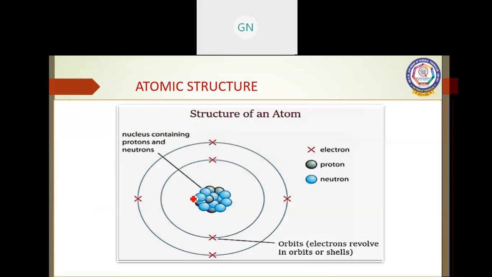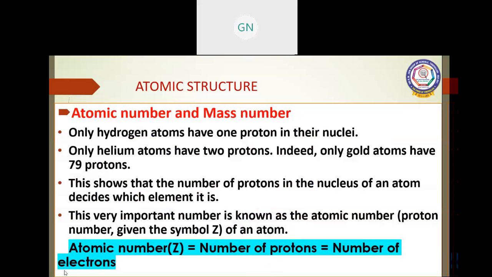You can see here, this is the proton and neutrons together, the nucleus, and this part is the electrons, and here is the proton, the neutron. Orbits: electrons revolve in the orbit or shell. So this circular path is known as the orbit.